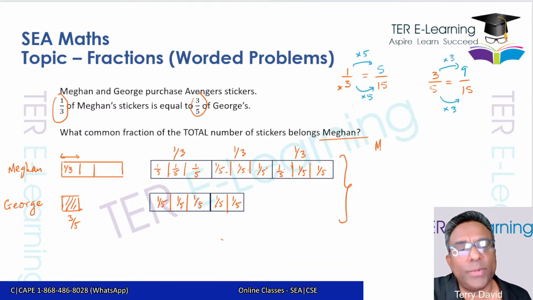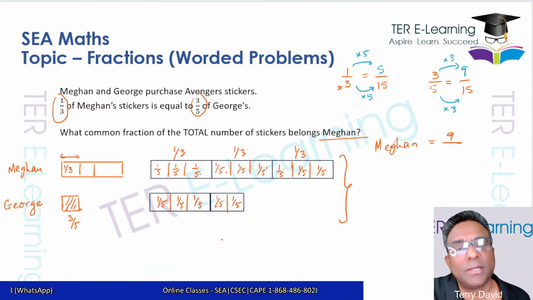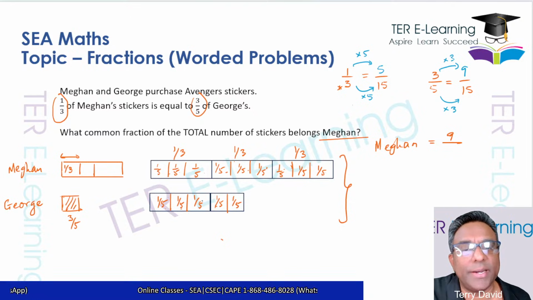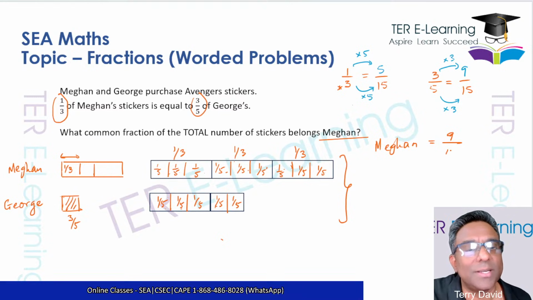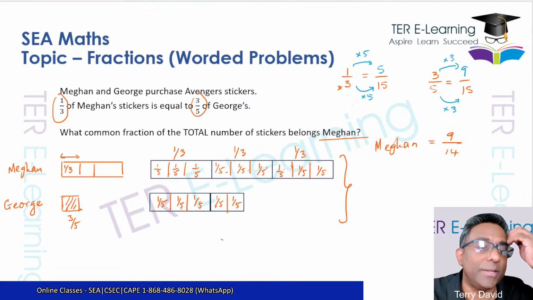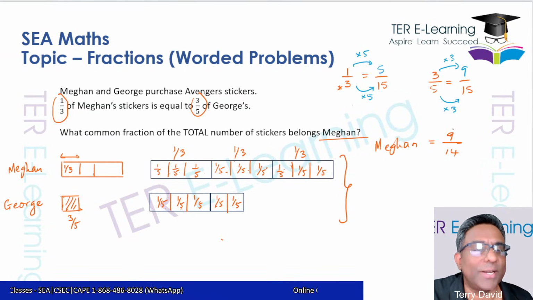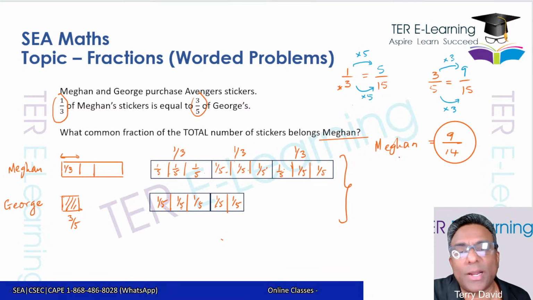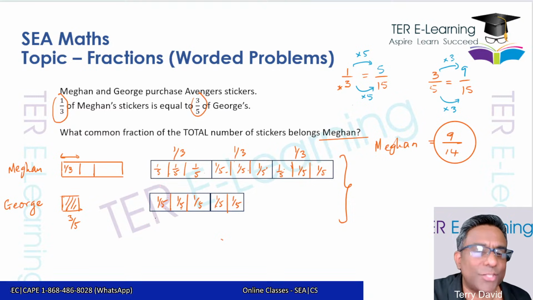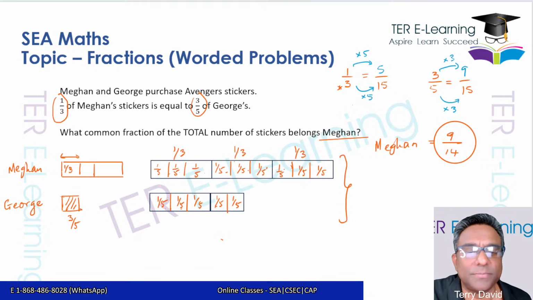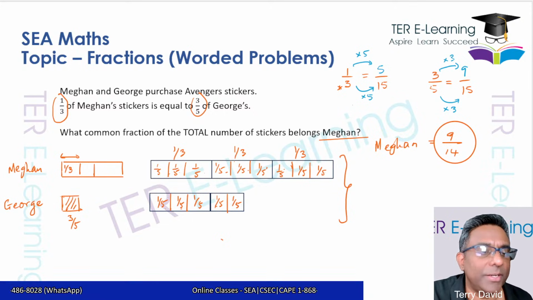So for this one, the amount of stickers that Megan has here will be a total of 9. And the total number of equal parts that we have here is 9 and 5, which is 14. But you know what I will do? I will post the solution to this. I'll try to find a better way to explain this for you. I'll post it on my Facebook page and draw some diagrams to help you understand this one better, because I feel I'm not explaining this one the best.